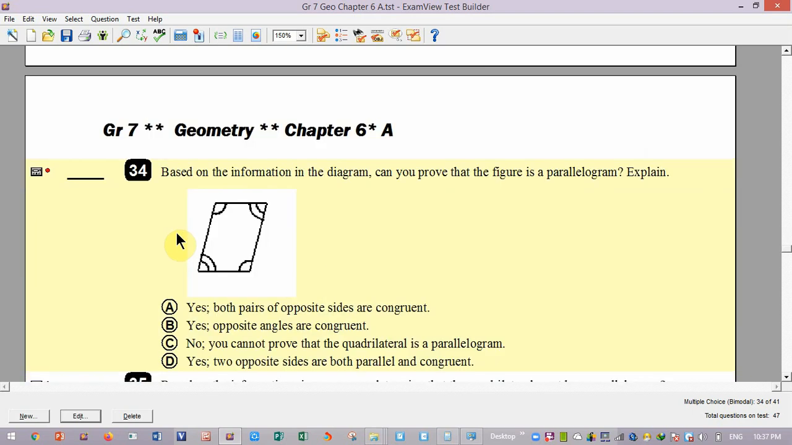34. Based on the information in the diagram, can you prove the figure is a parallelogram? This shape is a parallelogram? Maybe yes. With a reason or no? Number 1, yes. Both pairs of opposite sides are congruent. These sides? No. It's angle. Letter B, yes. Opposite angles are congruent. Yes, then B is right.